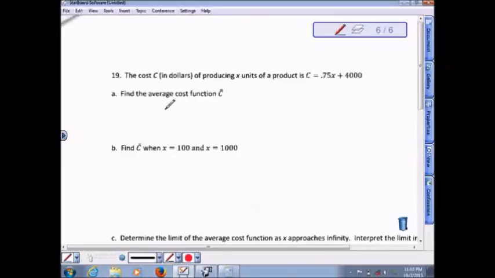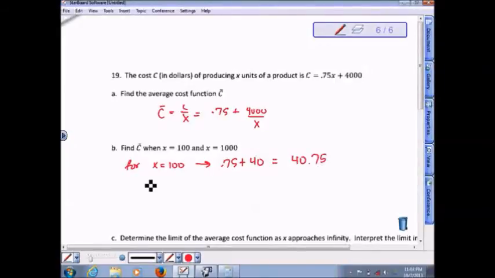So the average cost, again, C bar is equal to C over x, which is going to be 0.75 plus 4,000 over x. Now the value of the average function at these two specific x values, for x is equal to 100, we're going to have 0.75 plus 4,000 over 100, which is 40, which equals 40.75.